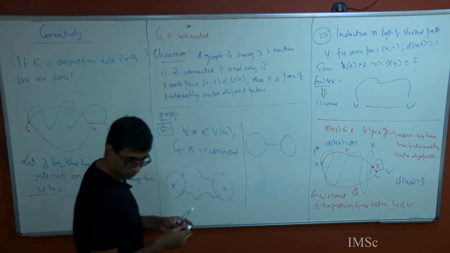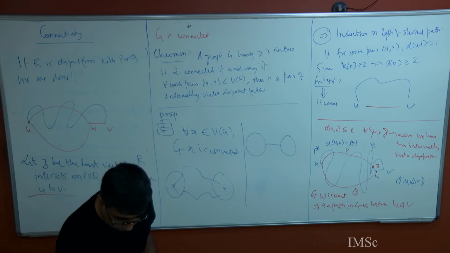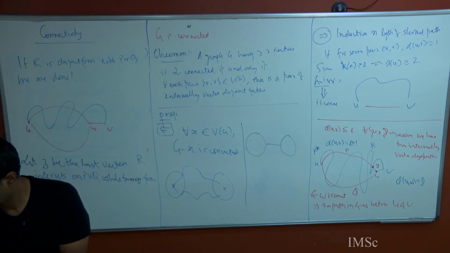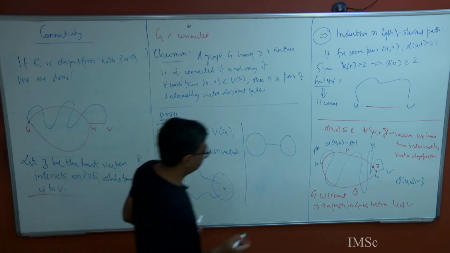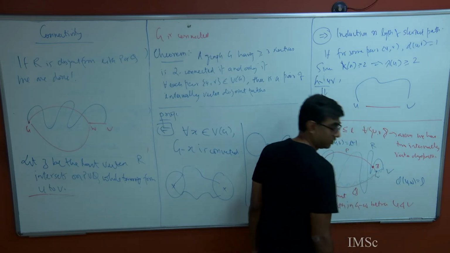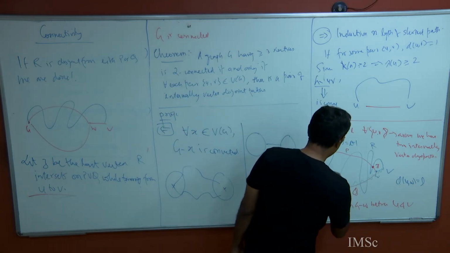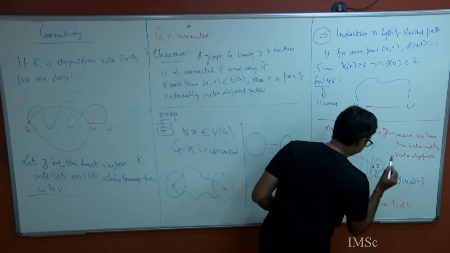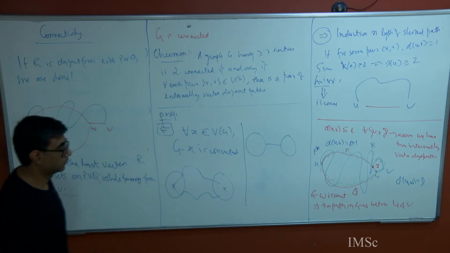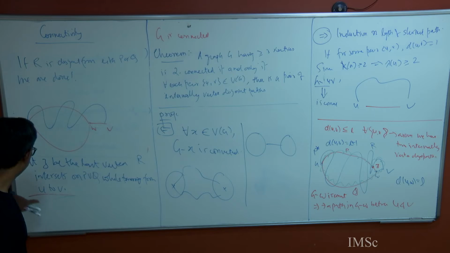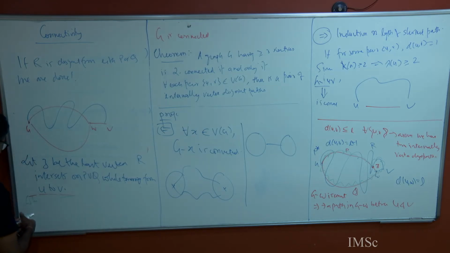Okay, if this is the case, then what is my path? This is one path, right? And what is my other path? Other path is this, this and this. Without loss of generality, you can write it down explicitly.